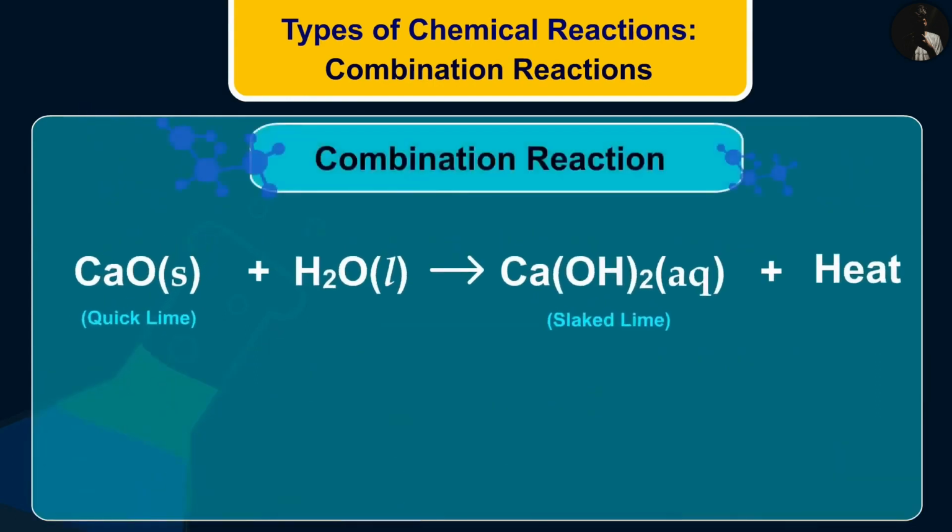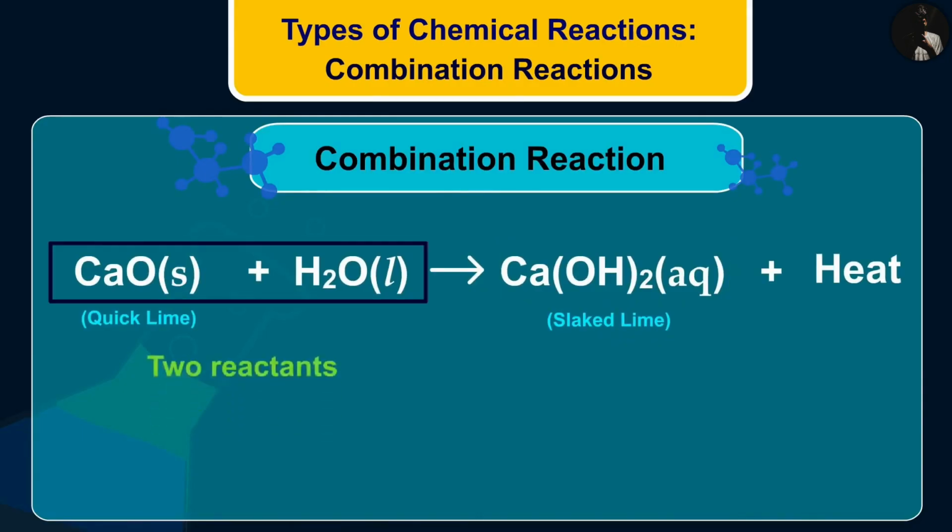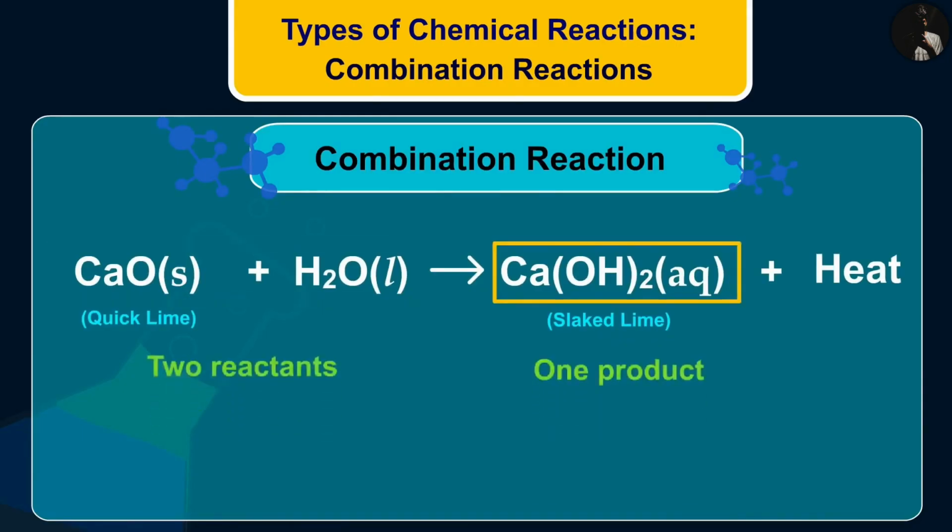Note that in this reaction, calcium oxide and water, H2O, combine to form a product, calcium hydroxide, slaked lime. Two reactants are forming a product together in the reaction.